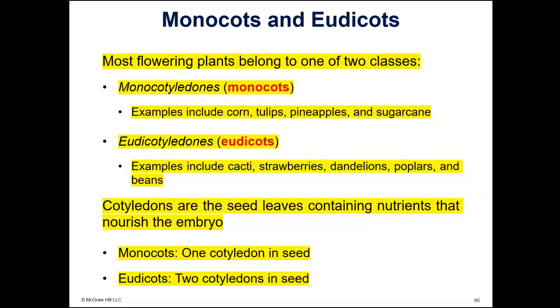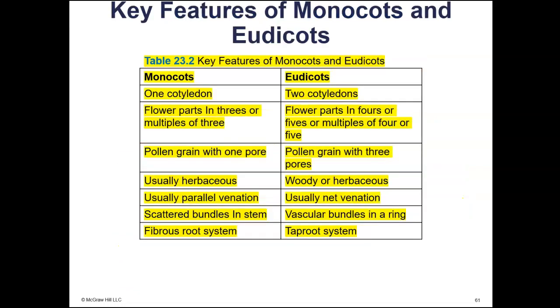So the word cotyledon refers to the seed leaf. In a monocot, there's only one cotyledon or one seed leaf inside of the seed, and in a eudicot, there are two cotyledons in the seed. This is an important table for you to make sure you know the differences between monocots and eudicots.